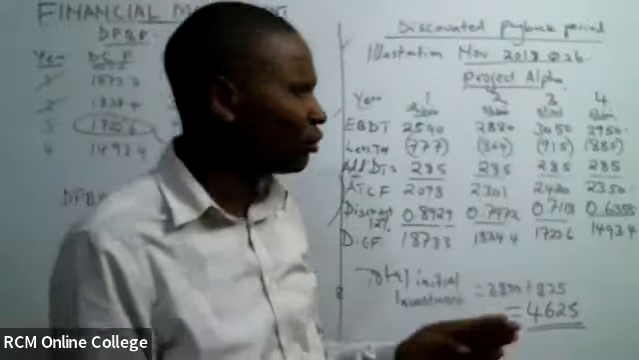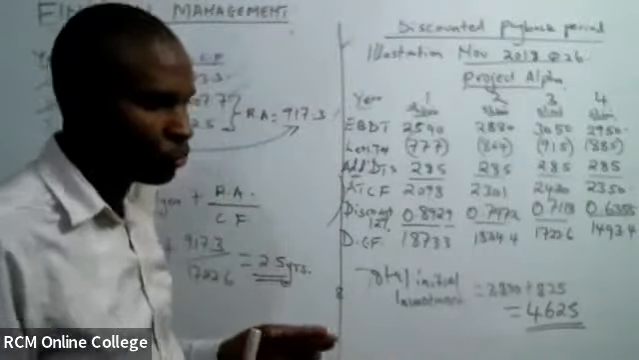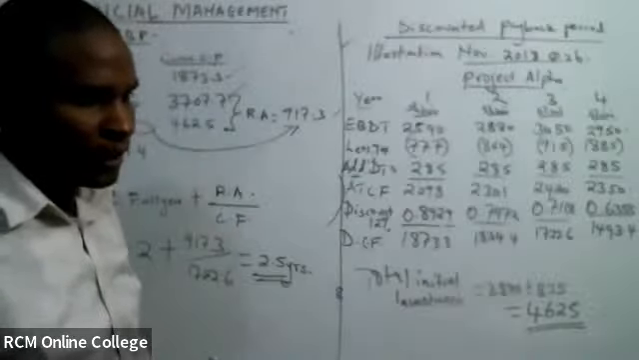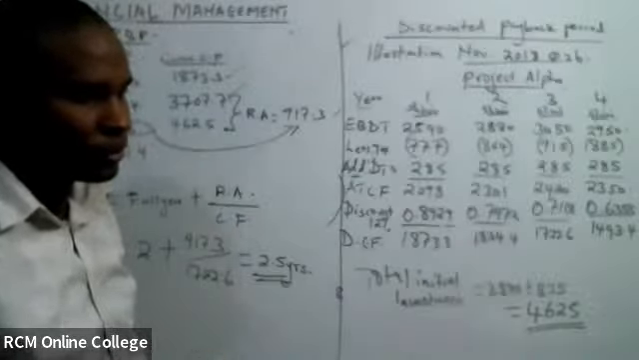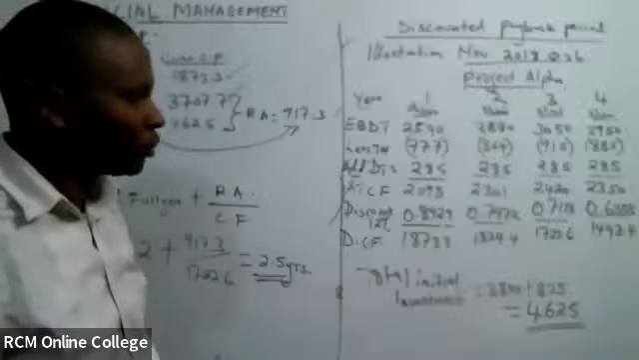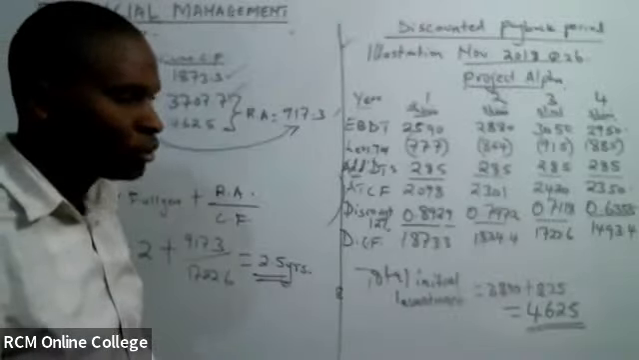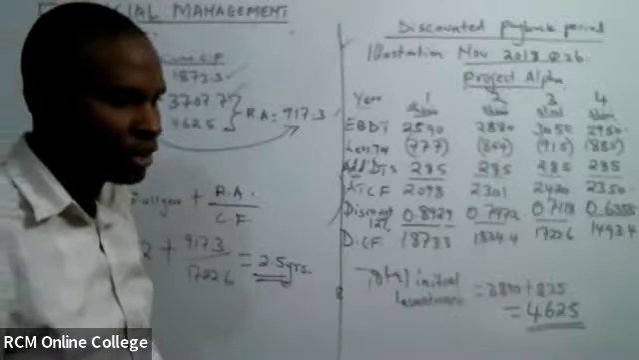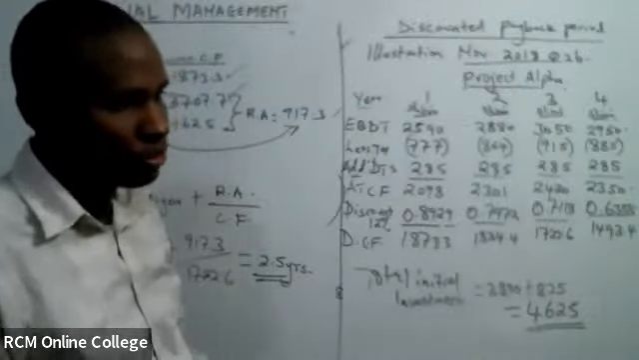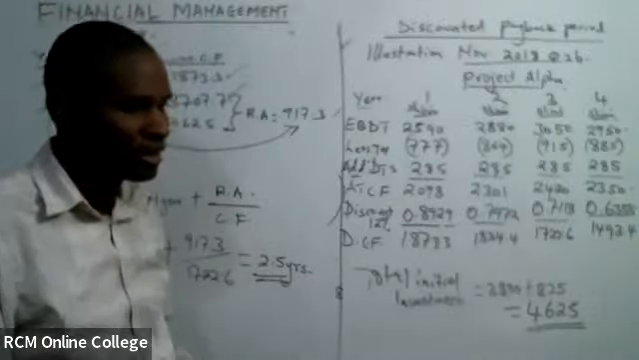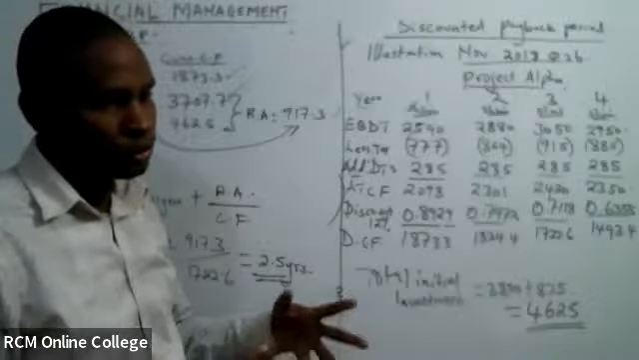3.9. Good. At least you have taken your time. Great, that's very good. So should we now go to the next appraisal technique, which is modified internal rate of return? Should we go to that?